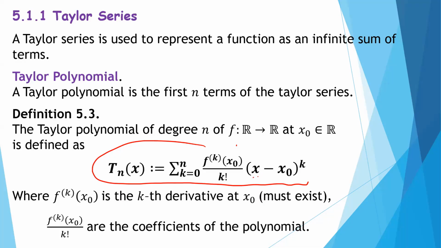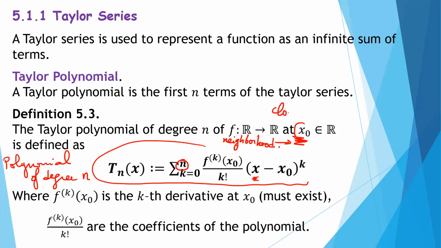So here the variable is x, and these are non-negative integer exponents. So this is a polynomial function of degree n. This is the highest degree of this polynomial. And this is the Taylor polynomial in the neighborhood of this point x0. Okay, close to x0, close to this point.